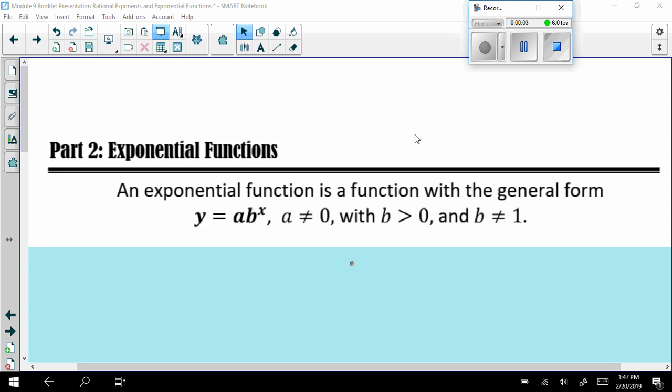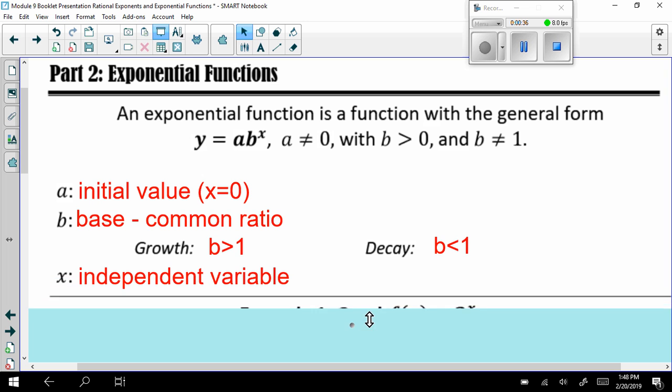We are going to start today talking about our exponential functions, and as we've talked about already, an exponential function is a function with the general form y equals a times b to the x, where a is not equal to 0, b is greater than 0, and not equal to 1. We'll talk about why all this stuff is important later, but right now the thing you need to focus on is that the variable, the independent variable, is in the exponent position. So the variable being an exponent is what makes it exponential.